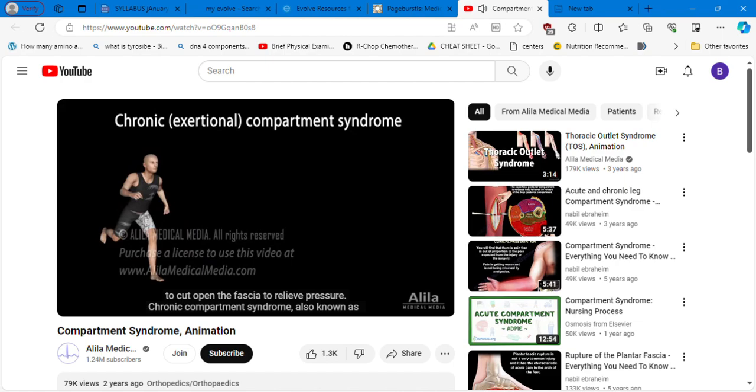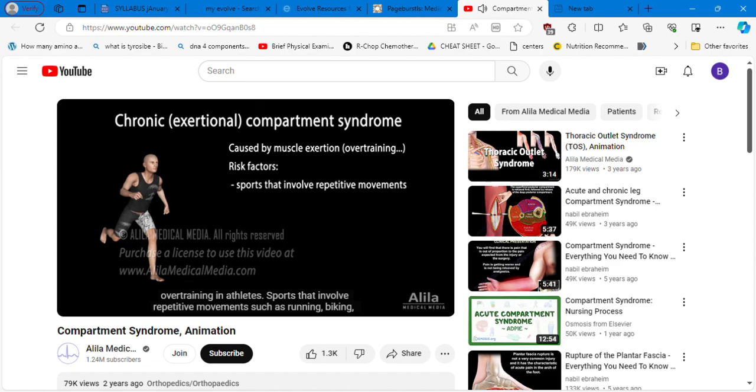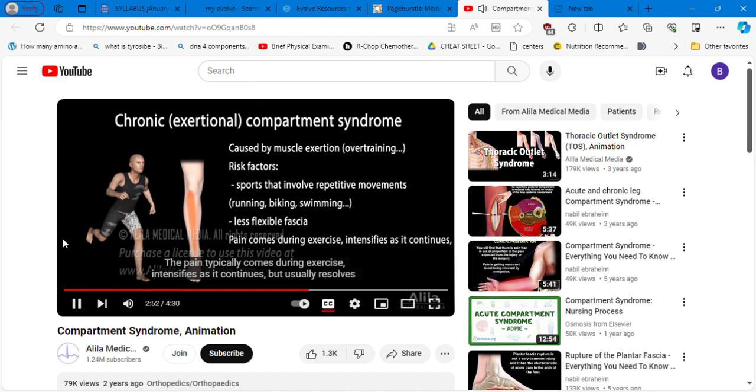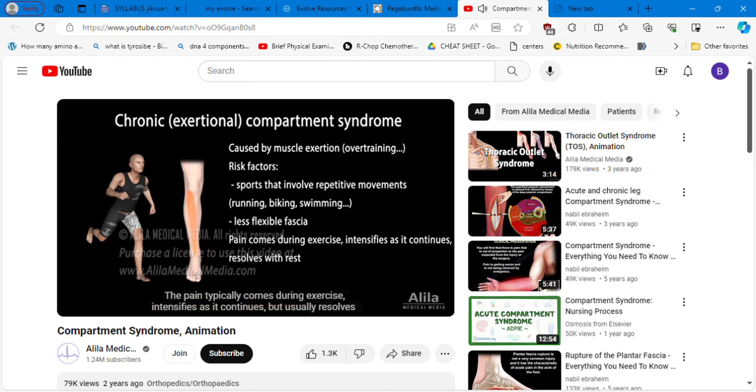Chronic compartment syndrome, also known as exertional compartment syndrome, is most commonly caused by muscle exertion, such as overtraining in athletes. Sports that involve repetitive movements, such as running, biking, and swimming, pose a higher risk. People with less flexible fascia are more susceptible than others. The pain typically comes during exercise, intensifies as it continues, but usually resolves within half an hour of rest. Over time, however, symptoms can get worse and take longer to subside.